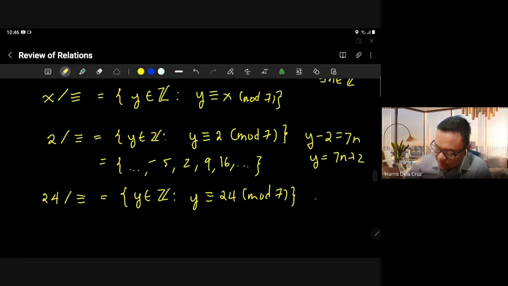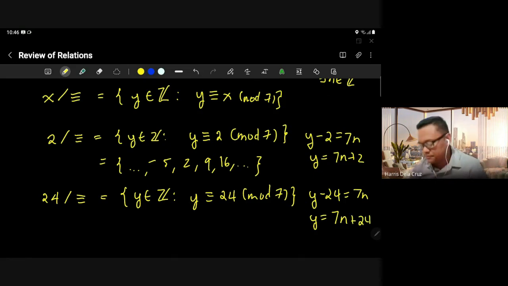Okay, so ano laman niyan? Ang laman niyan, lahat ng y such that y minus 24 equals 7n, or lahat ng y that can be written as 7n plus 24. Sulat natin ang mga laman niya. Ano laman ng set na 'to? Pag ang n ay negative 1, this should be 24.